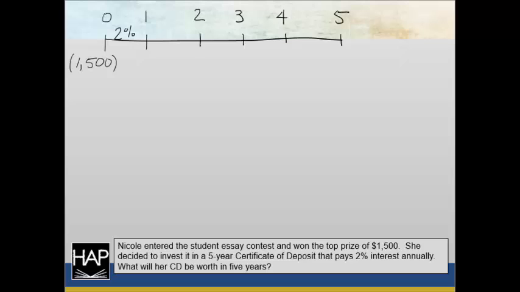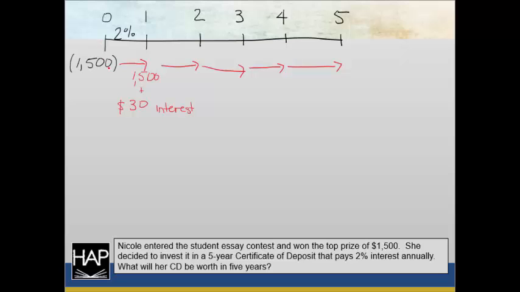I also know that because my money would be earning 2% interest annually, at the end of year 1, I would have a value of $1,500 plus 2% of that amount, which is $30 in interest. That total amount would go on to then earn another 2% interest, and then I would earn another 2% interest on that total amount in year 3, and so on until the end of my 5-year certificate of deposit.